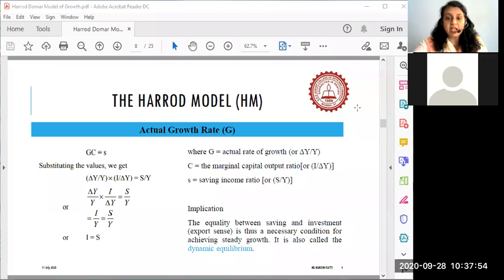Now if you look at the formula over here, GC is equal to S. Now what is this G and C? I've mentioned over here. What is G? Actual rate of growth. The actual rate of growth is nothing but the growth rate of the economy. How do you understand the growth rate of the economy? It is a ratio of delta Y to Y.